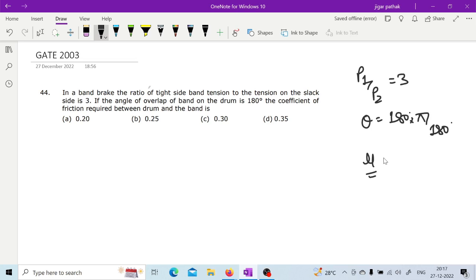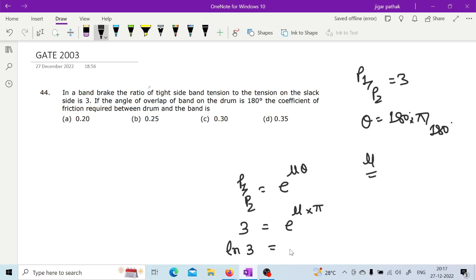So what is 0.35? Okay, let me check. Yes, every one of you is getting 0.35. Okay, because it is simple, right? This P1 by P2 is equal to e raised to mu theta. This 3 is equal to e raised to mu into pi, right?